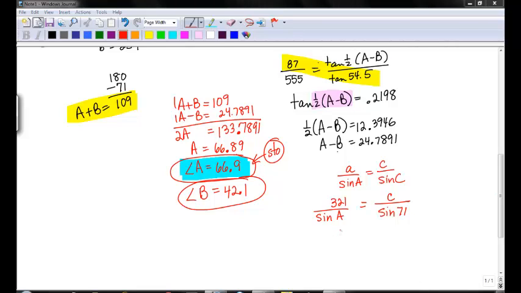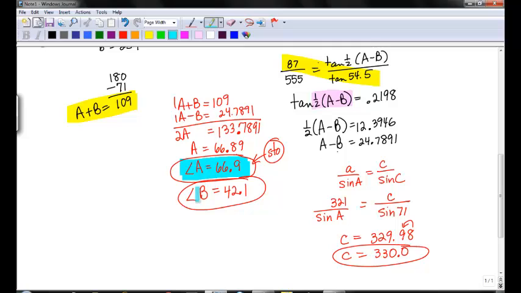So we're solving for C. Little c is 329.98. And if we round that, it's actually going to round up, so we go to 330.0. Okay, so here are our answers. Angle A is 66.9, angle B is 42.1, and side C is 330.0.